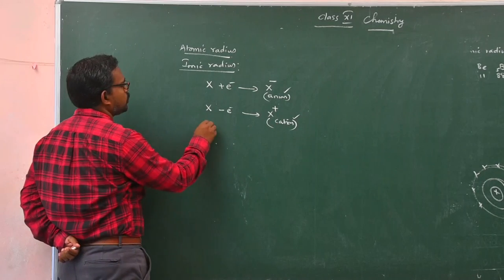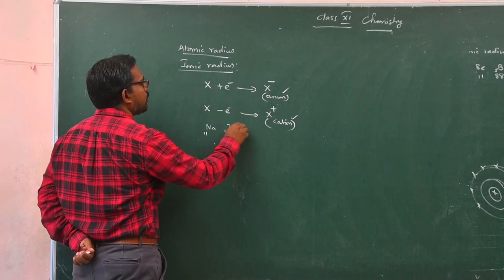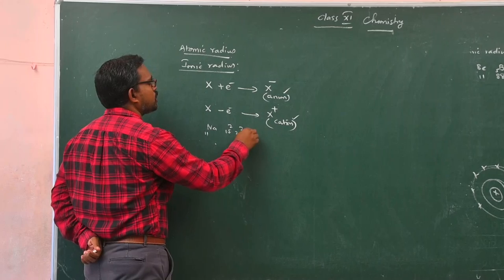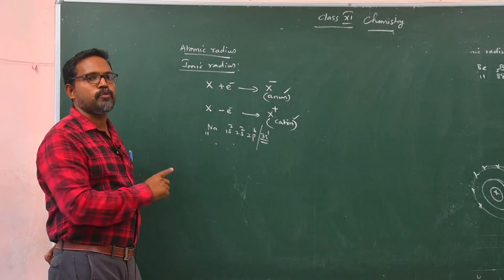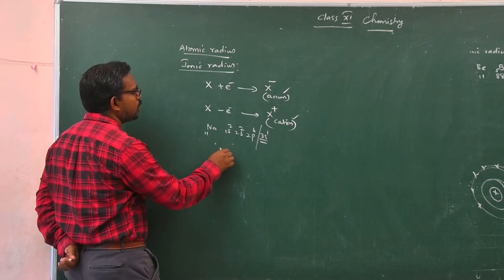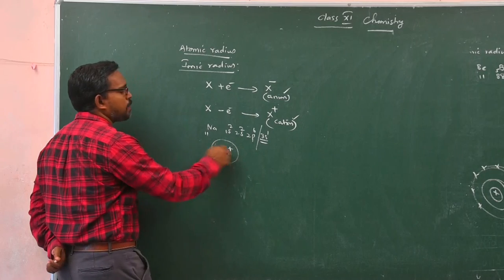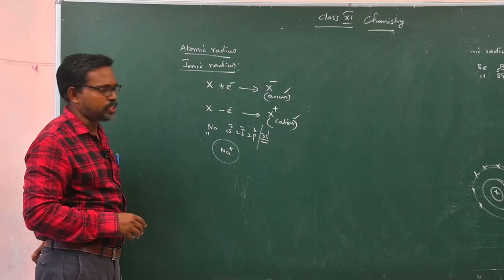For example, sodium, atomic number 11, electronic configuration 1s2, 2s2, 2p6, 3s1. The valence shell consists of one electron. When this electron is removed, it becomes Na plus ion. Na plus ion is a cationic species.